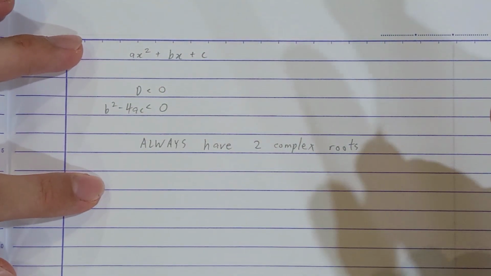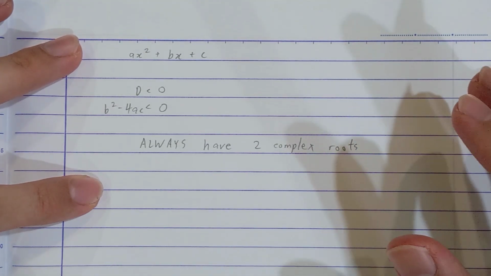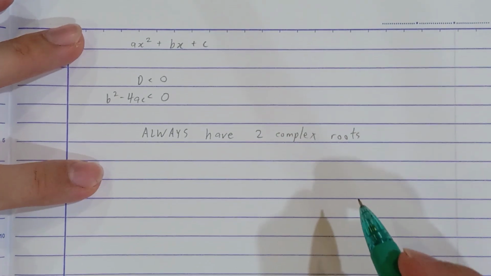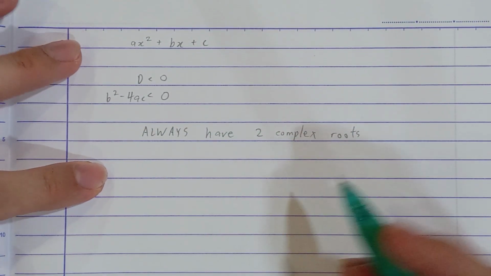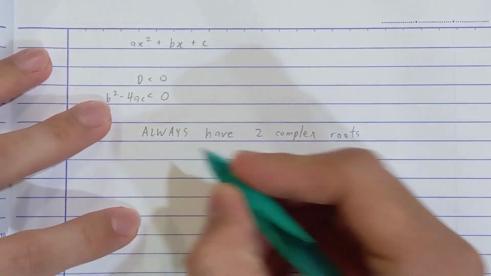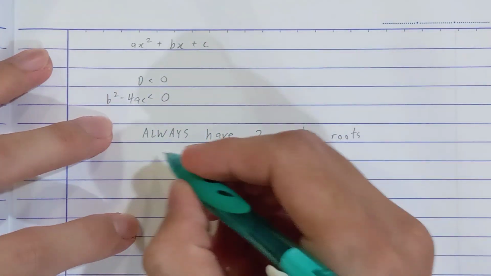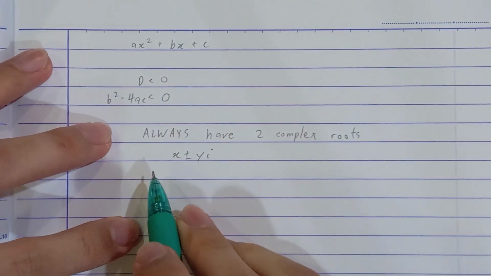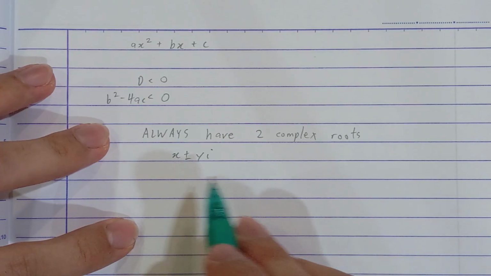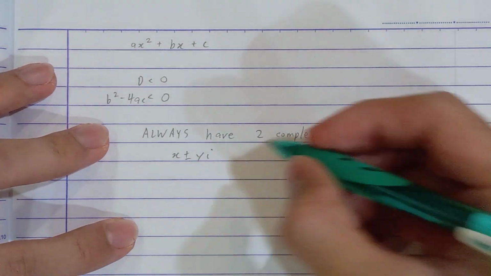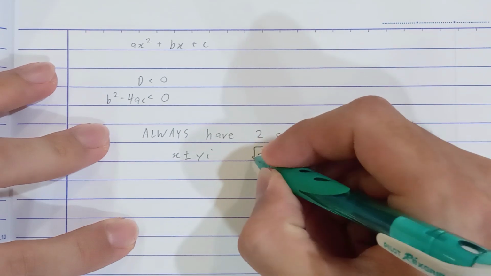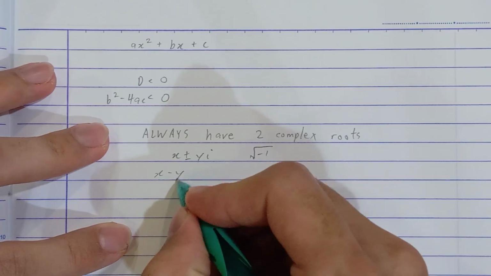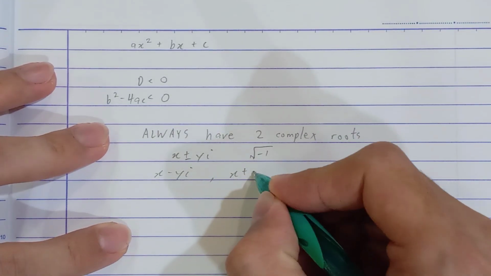And if a quadratic equation has complex roots, there will always be two complex roots only. It cannot be less and it cannot be more. And the complex roots always follow this expression. It will always be x plus minus yi, with i being the imaginary number, the square root of negative 1. So you will have two: one is x minus yi, and the other one being x plus yi.